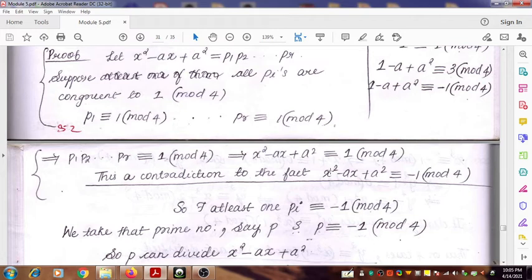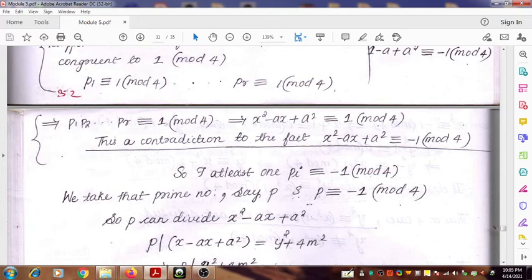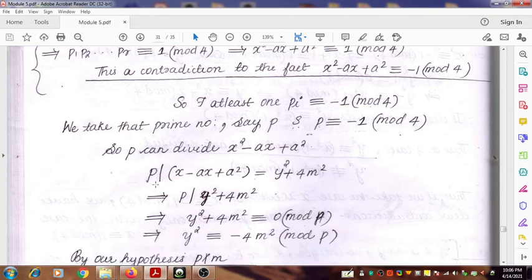it contradicts the fact that x square minus ax plus a square is congruent to minus 1 mod 4. Therefore you have to assume that at least one pi is congruent to minus 1 mod 4. See, at least some pi will then be congruent to minus 1 mod 4. For that pi, we take that prime number. Suppose p is that prime number having that special property. We take that prime number, then p will be congruent to minus 1 mod 4, and so p can divide.